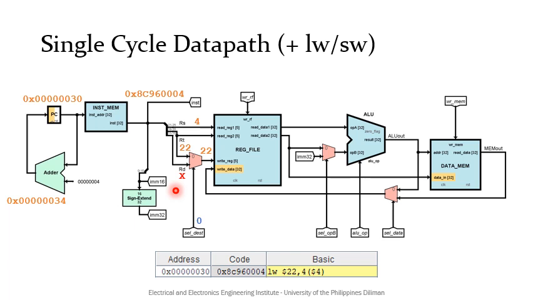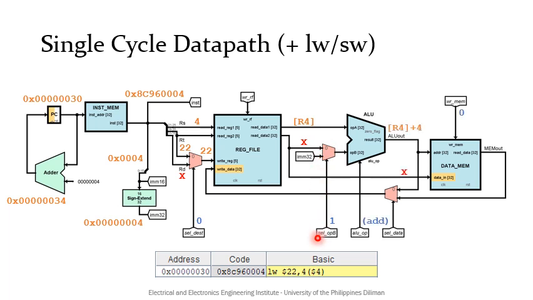At the same time, the adder computes and prepares the PC plus 4 at the input of the PC register, and the reg file outputs the contents of R4 and some don't care data, which is actually the contents of register 22. The immediate will also be sign extended and fed to the ALU by setting sel of B to 1.